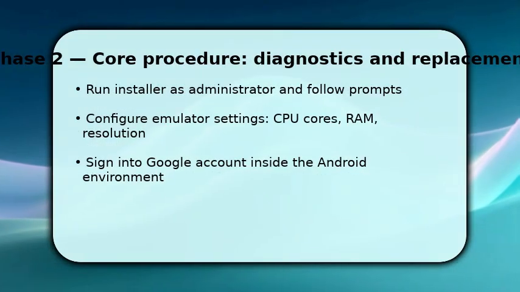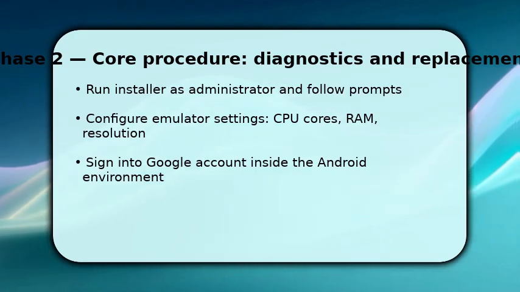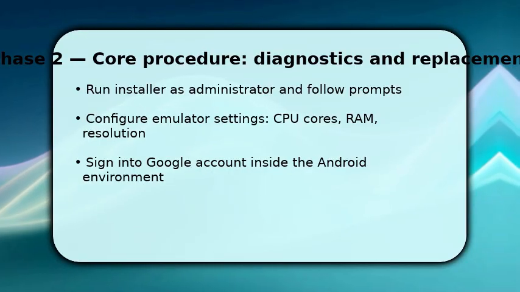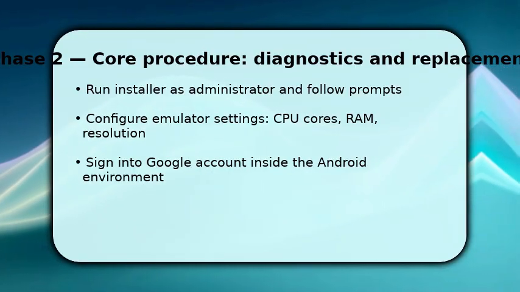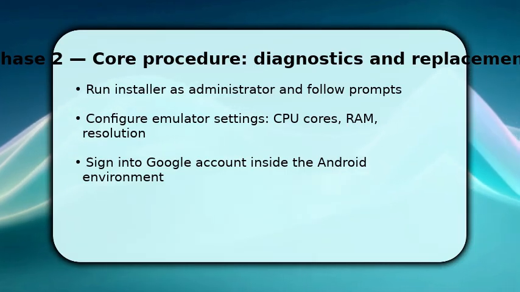Now install the chosen package and accept any driver requests. This ensures proper virtualization and input support. Once installed, open the emulator and allocate resources. Set CPU cores and RAM based on your machine to balance performance and stability.